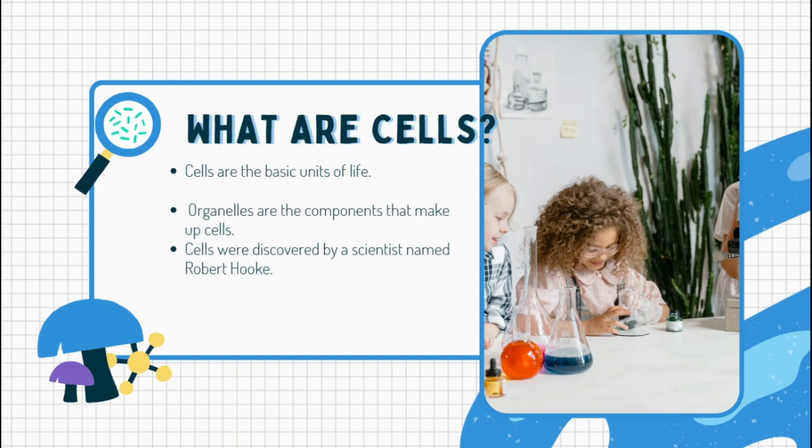So there is a lot that goes into cells overall, as you can see. You need to remember that cells are the basic units of life. Organelles are the components that make up cells. Examples are the nucleus, chloroplast, vacuoles, endoplasmic reticulum, all of which are cell organelles. And cells were discovered by a scientist named Robert Hooke. It's just a fact to know.